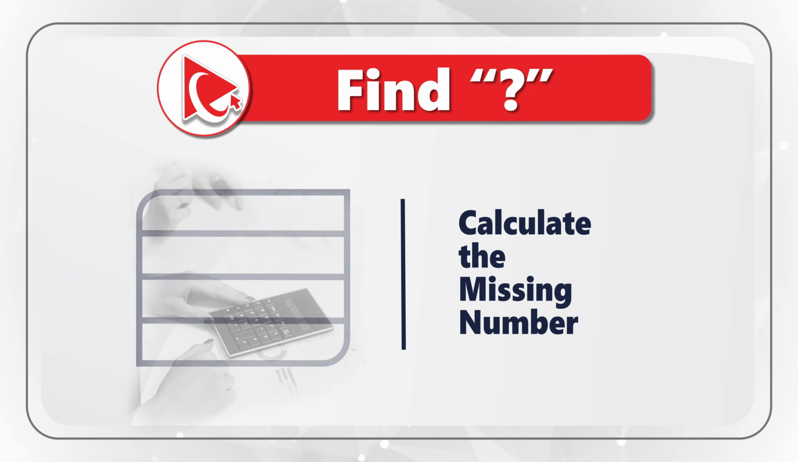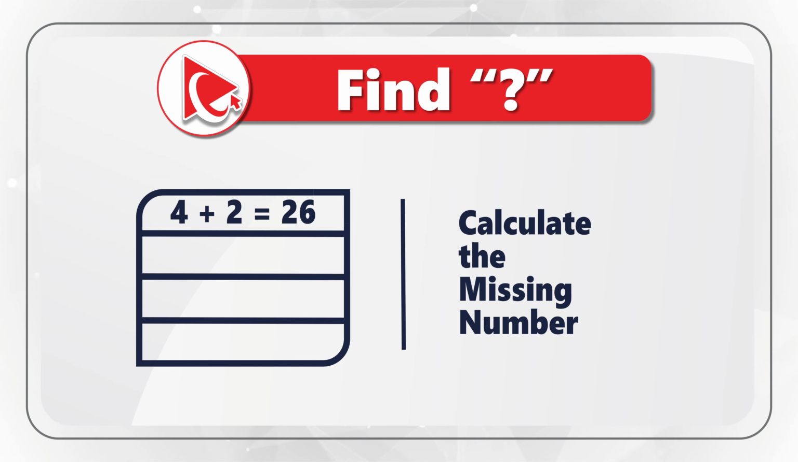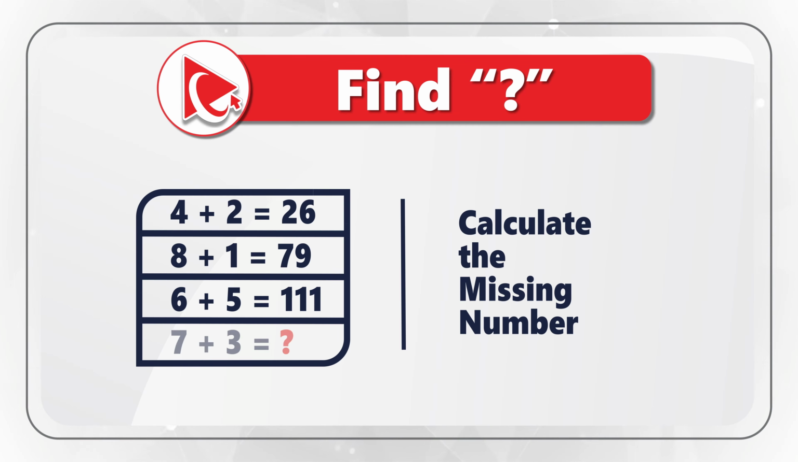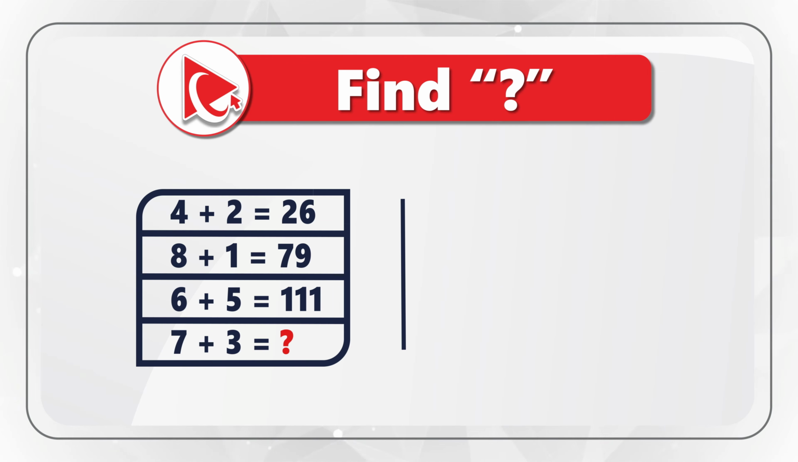The first expression is 4 plus 2 equals 26. Something's definitely going on with this expression here. The second one is 8 plus 1 equals 79. Same thing here. And the third one is 6 plus 5 equals 111. In the fourth expression, 7 plus 3, you need to find the result, which is presented as the missing number represented by a question mark. And you have 4 choices to select from.